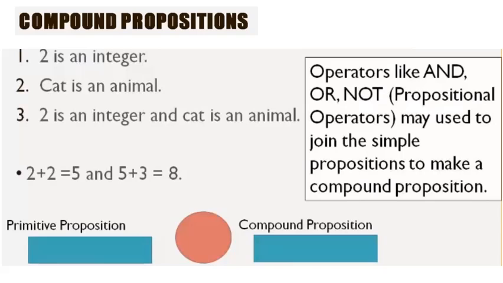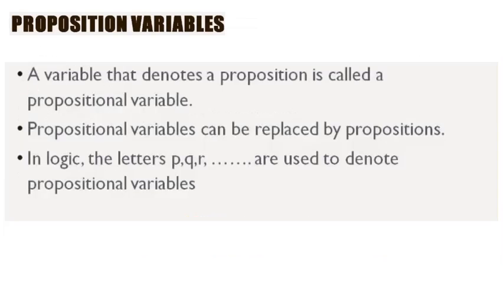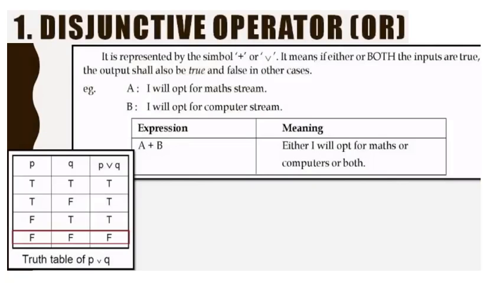In Boolean algebra, here we're going to discuss 5 different operators. The first is the disjunctive operator. The disjunctive operator is also called OR. It is represented by a plus sign or a V sign. This operator means that if either or both of the inputs are true, the output shall also be true, and false in other cases.